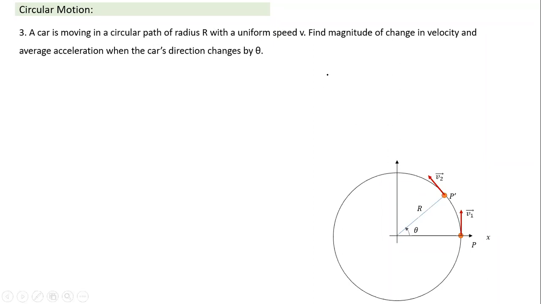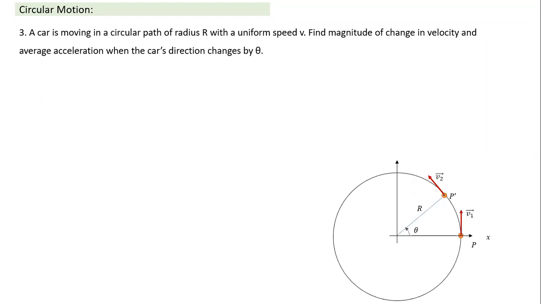So let's understand what the car's direction is. Just visualize this question and then we'll try to answer. This is the circular path of radius r and it is moving here. Initially it is at this point P. Since we have to calculate instantaneous velocity, talking about velocity at this particular point, the tangential velocity is v1.